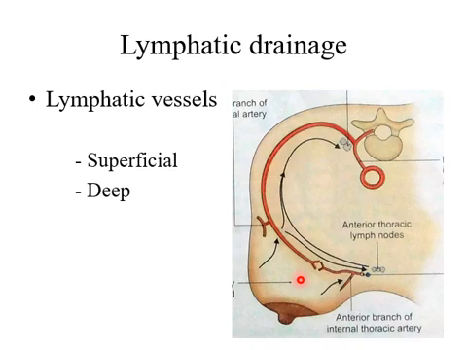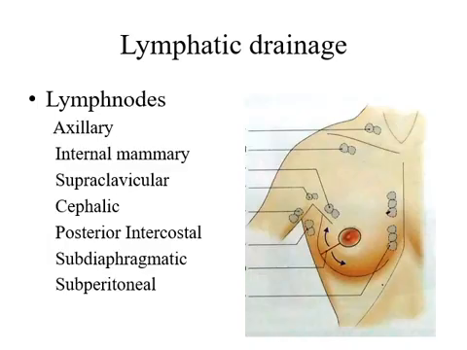So superficial lymphatics drain into the adjacent lymph nodes, while the deep lymphatics drain the parenchyma of the mammary gland along with the nipple and areola, and they also drain into the adjacent lymph nodes. So lymphatic vessels are divided into superficial set and the deep set.